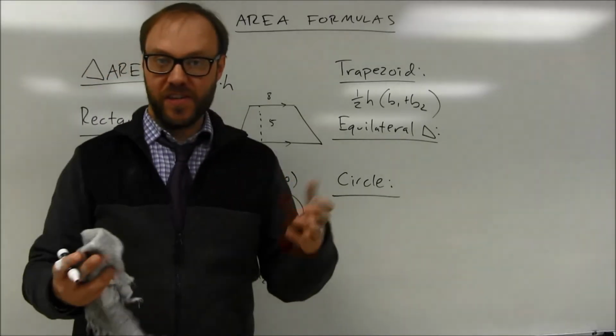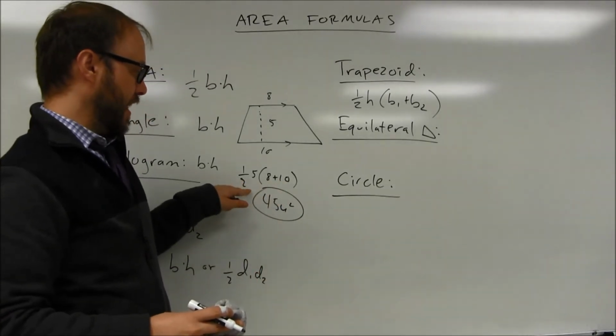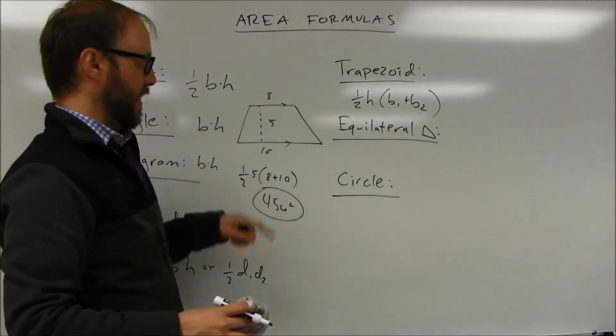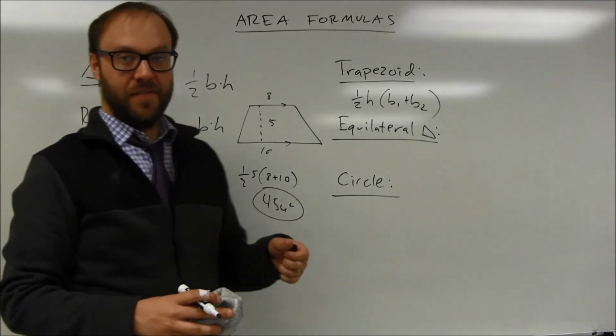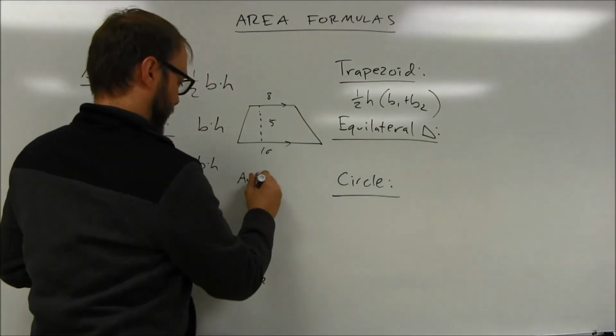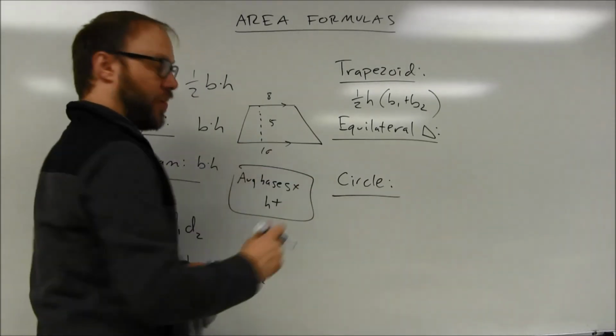By the way, you can do this in different orders. For example, if you take 8 plus 10 and take half, that's actually the average of the two bases, and then you'd be multiplying it by the height. So sometimes I think of the area of a trapezoid as being the average of the bases times the height. And that'll also work, okay?